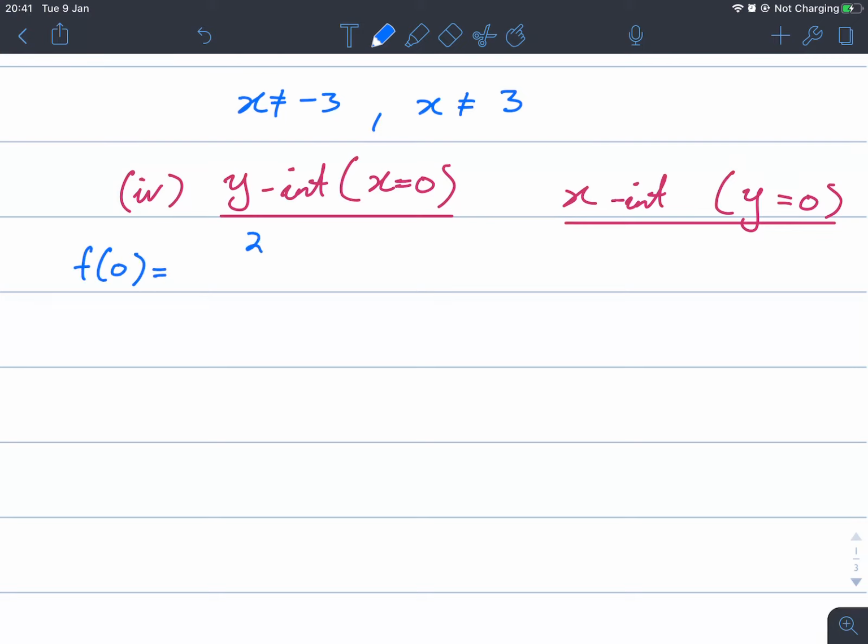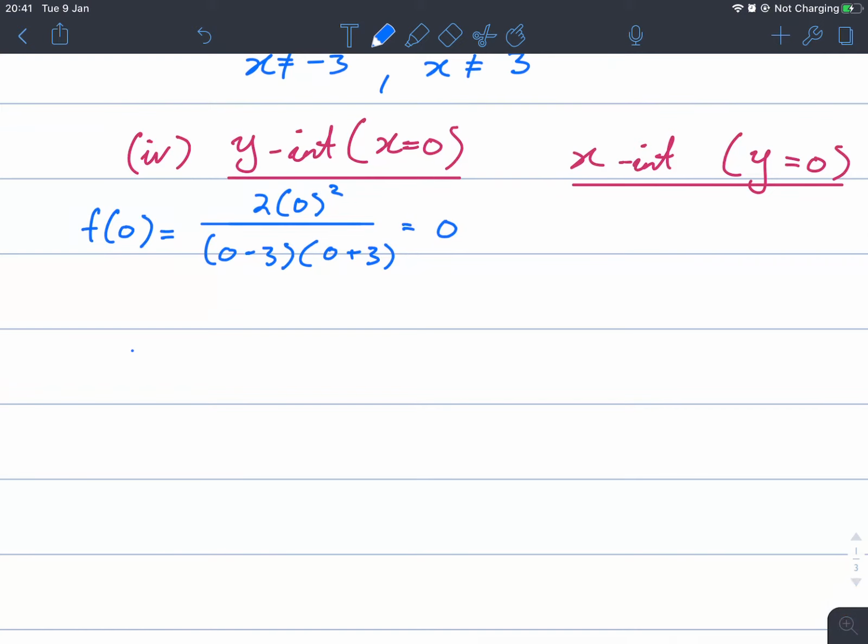Substituting that in, we get 2 bracket 0 squared all over 0 minus 3, 0 plus 3. Well, it's very easy because the numerator is now 0. Everything else will become 0. So our y-intercept is going to be x equals 0, y equals 0.